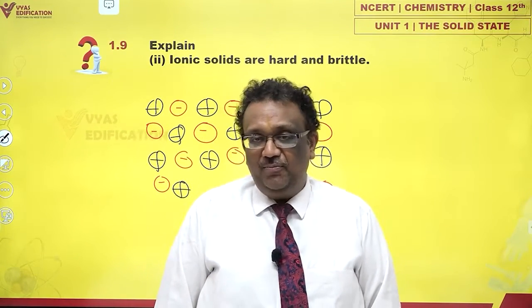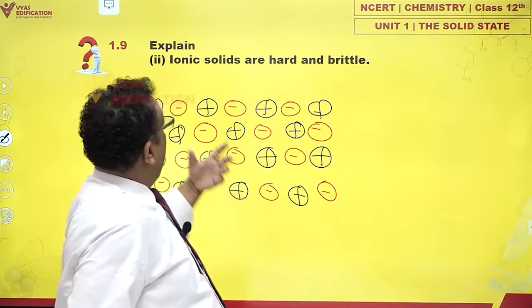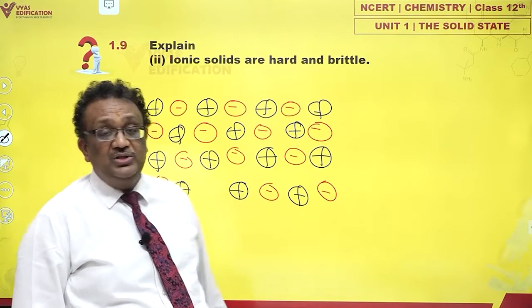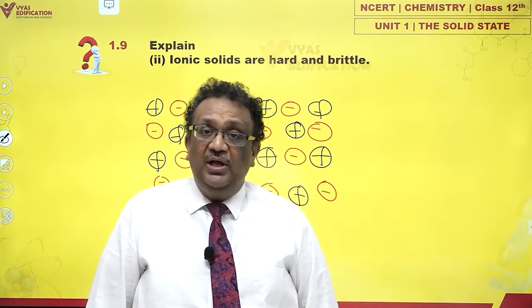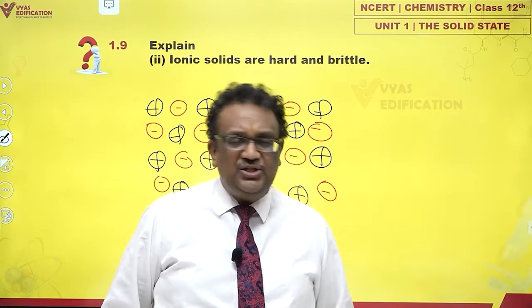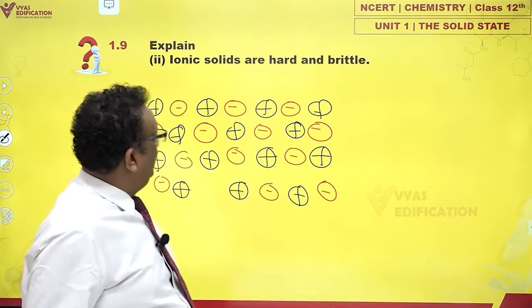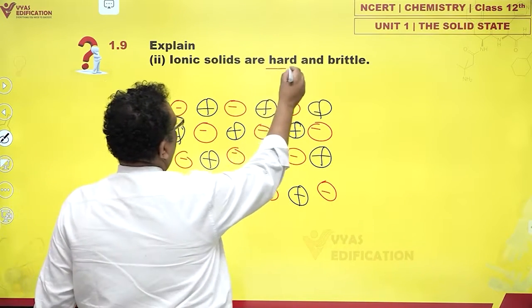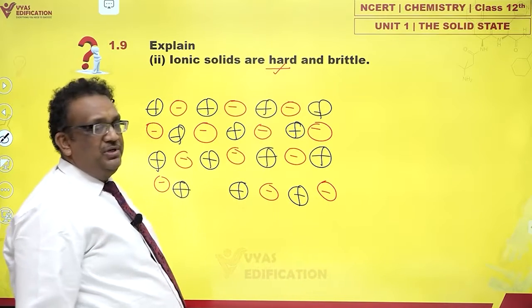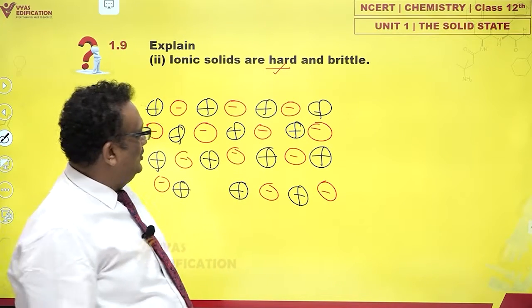Great affection, great bonding. And that is why an ionic solid is very hard, because every cation is surrounded by a number of anions and every anion is surrounded by a number of cations, and they're all bound to each other by strong ionic attraction. Yes. That explains why they are hard. Why are they brittle? Well, that also is very interesting.